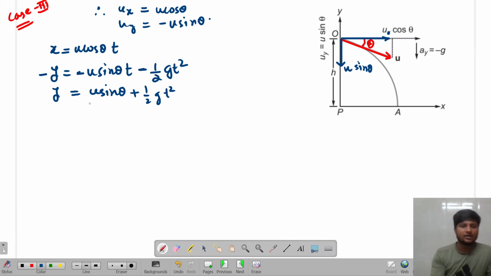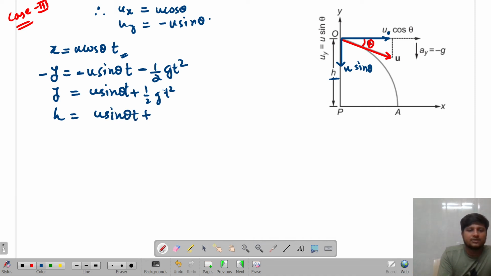So now look over here. What you have got is x displacement equal to u cos theta into time t. Sanjana, are you here? Okay. So x is equal to u cos theta into time t, and y, this time the equations have changed to positive. I can write y displacement as height. So height is equal to u sine theta into time t plus half g t square. Got it or not?